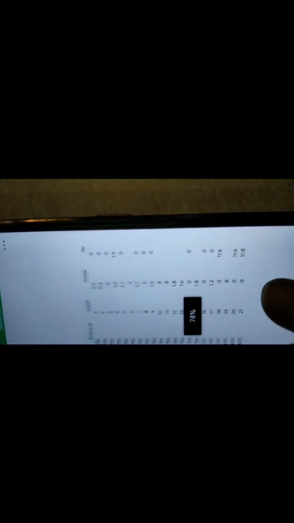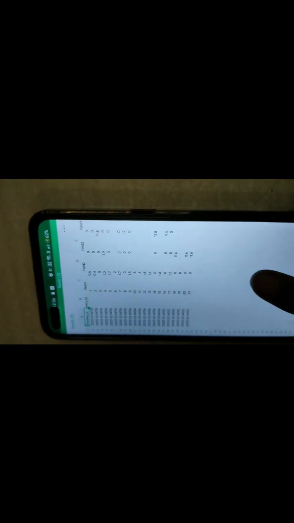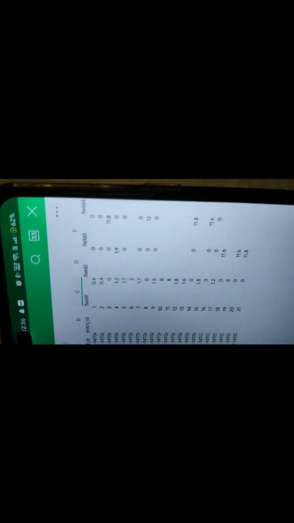Here these are the dates and the data recorded by the IoT, that is ThingSpeak, given in an Excel sheet. These are the entry dates and times when the readings were taken, and here field 1 denotes solar, field 2 denotes wind, then dynamo and battery.